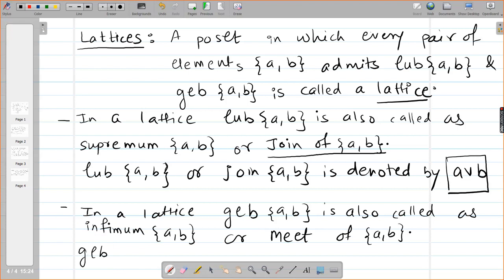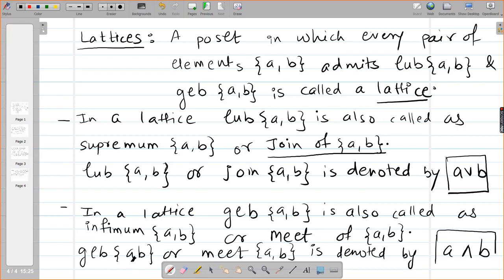So GLB of AB, or meet of AB, is denoted by A meet B. This is the notation. All of you know that when you multiply using Boolean variables 1 and 0, it reduces the magnitude. When you add them, it enhances the magnitude, right? So join is the bigger thing, meet is the smaller thing, you can say.